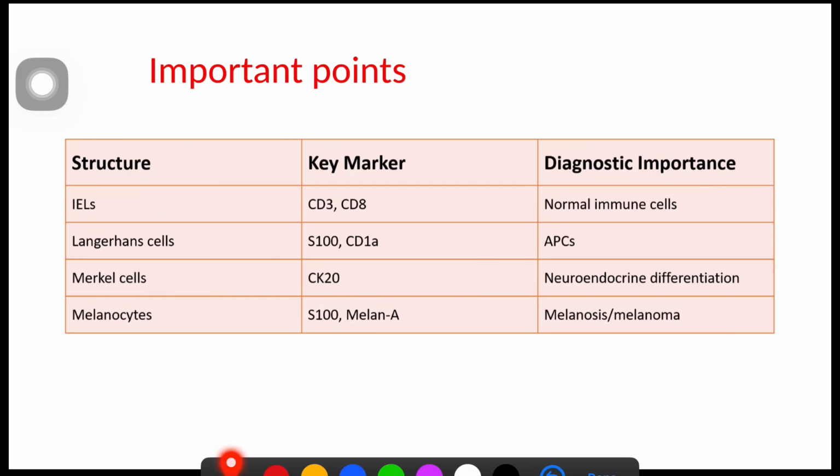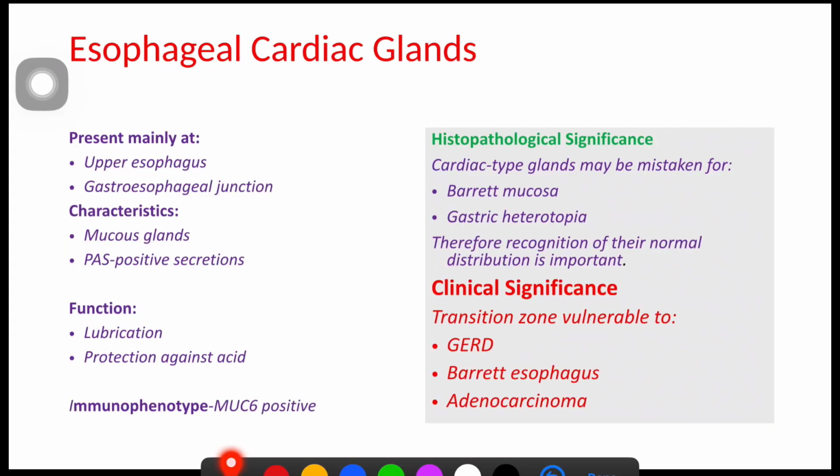So, let us revise all the cells. Intraepithelial lymphocytes, CD3 and CD8, normal immune cells. Langerhans cells, CD1a and S100, they are antigen presenting cells. Merkel cells, CK20, neuroendocrine differentiation, and melanocytes, S100 and Melan A, associated with melanosis or melanoma.